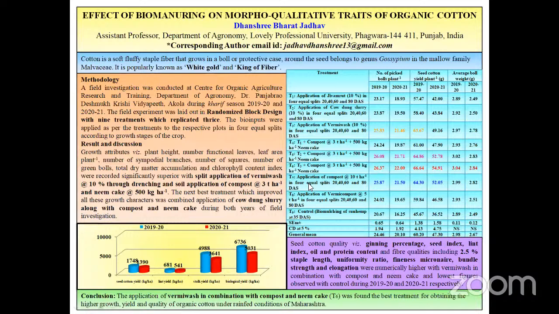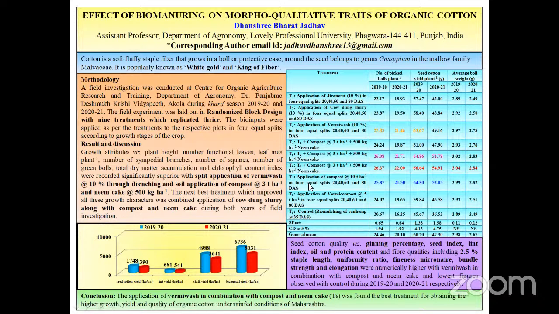Basically, my experiment was on organic cotton. The production of cotton was 343 lakh bales with a productivity of 501 kg per hectare under an area of 12.56 million hectares during the year 2019. A field experiment was carried out during the Kharif season of 2019-20 and 2020-21 at the Center for Organic Agricultural Research and Training, Department of Agronomy, Dr. Panjabrao Deshmukh Krishi Vidyapeeth, Akola, Maharashtra.